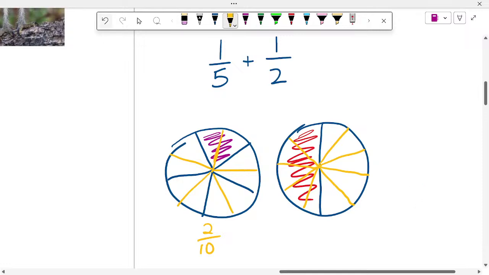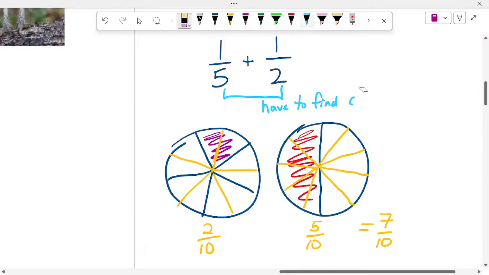Now, if I cut this into 10, how many of those slices do I have? 5. And all together, what do I have? 7/10. Does that make sense? Right? Kinda. So what do you have to find? You have to find not a common factor, but a common denominator. You have to make the denominators common.